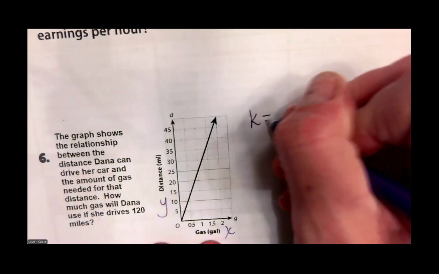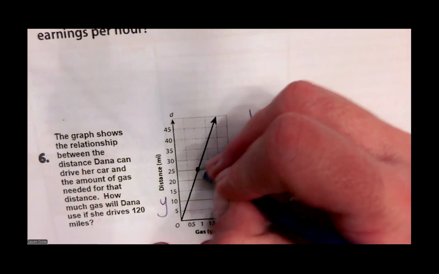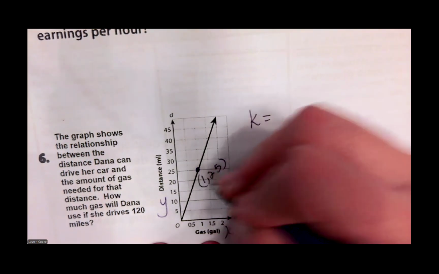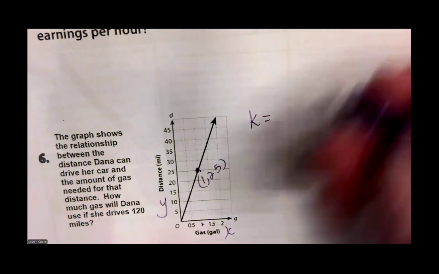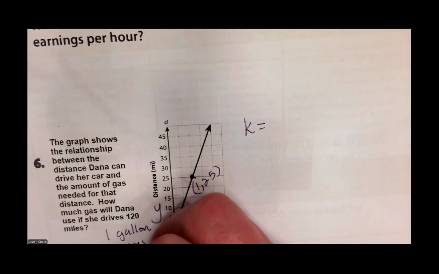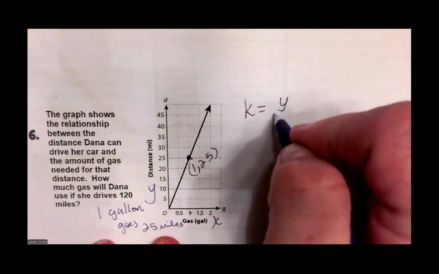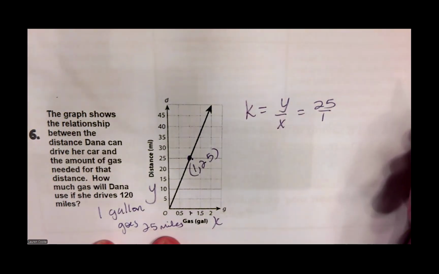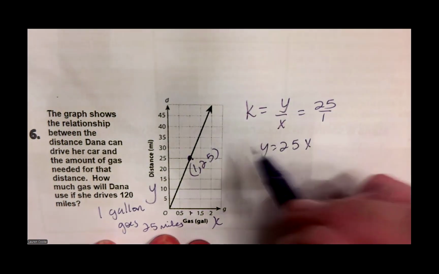Well, first I want the constant, and that means I need to find a coordinate point that intersects both and is friendly. Okay, so this is the point 1 comma 25, which means for every 1 gallon, the car goes 25 miles. I'm gonna just write that down. 1 gallon goes 25 miles, so I don't forget and I don't have to look back at it. But I know that K is Y divided by X, so I'm going to take that as 25 over 1. And that's my equation, Y equals 25X. All right, so that all makes sense.